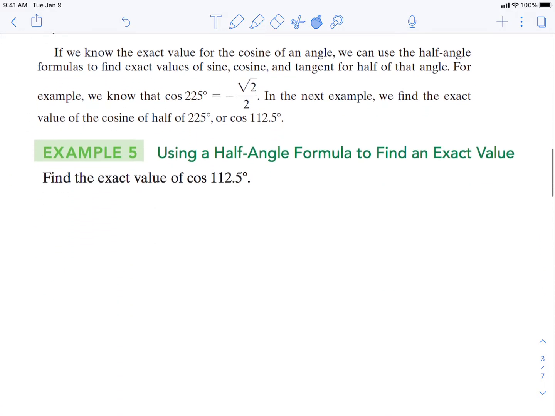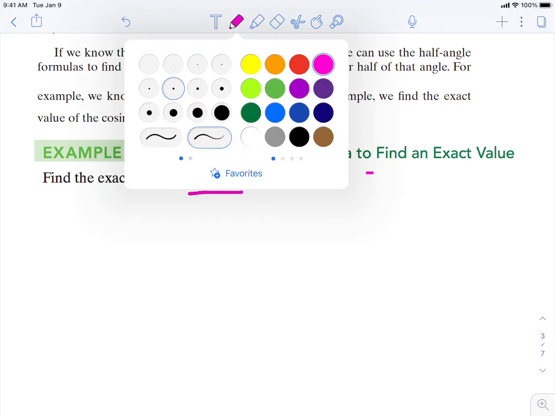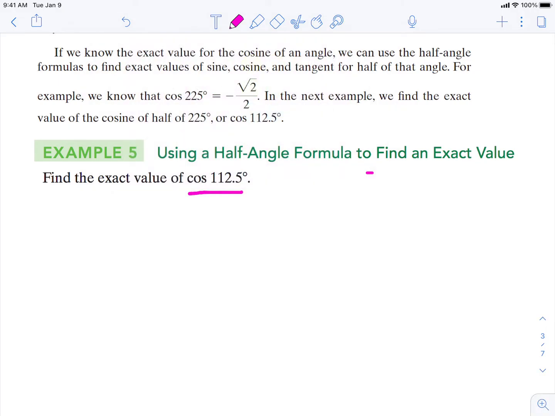So here's our example. We want to find the exact value for the cosine of 112.5 degrees. 112.5 degrees is not on the unit circle, but if we double it, now let me write here. If we double that angle, we're at 225 degrees.